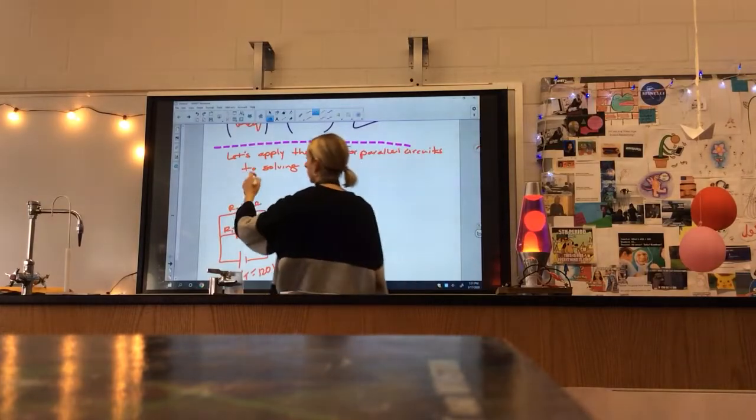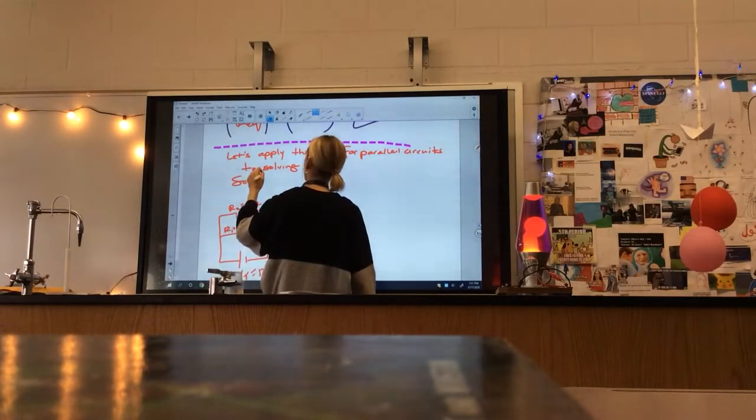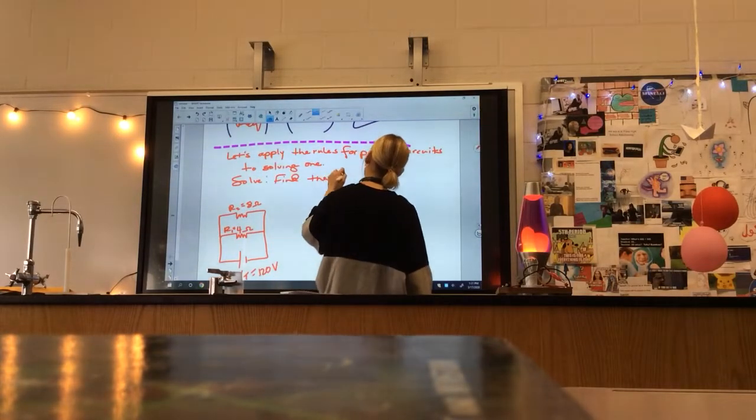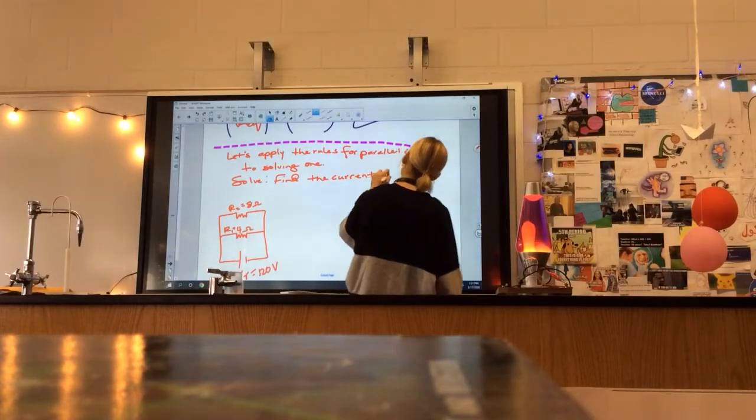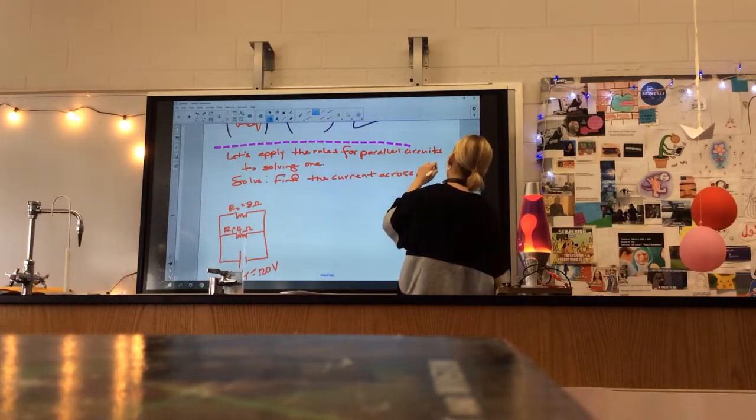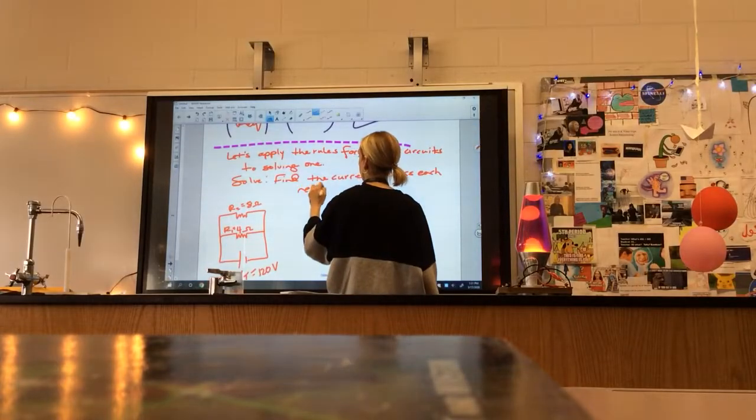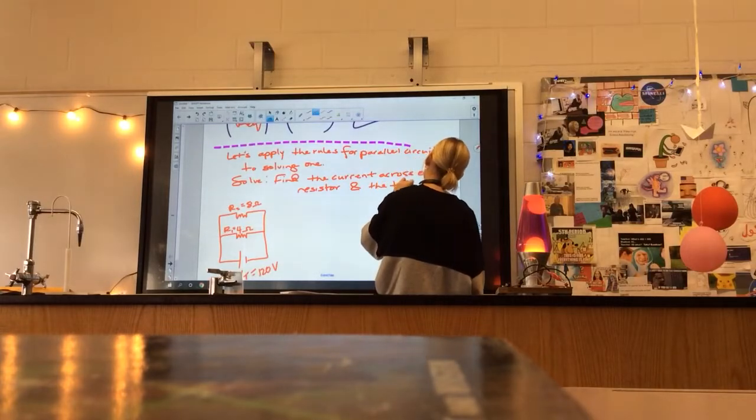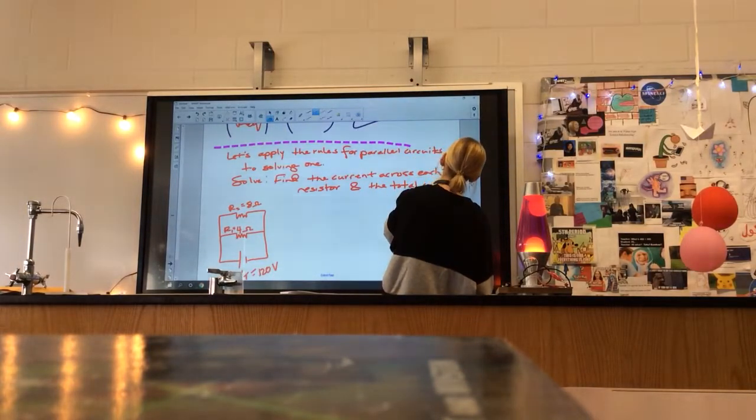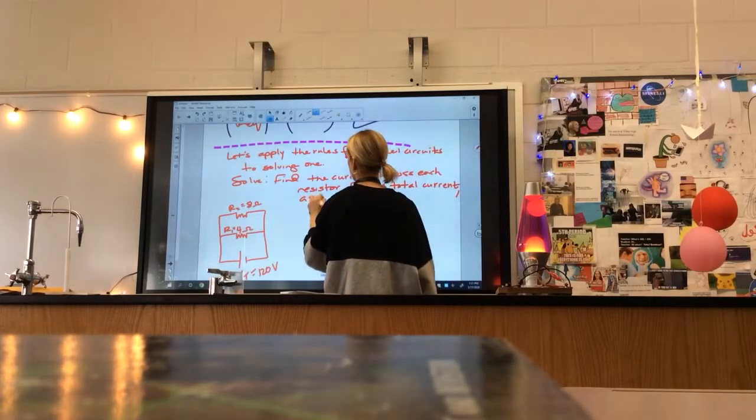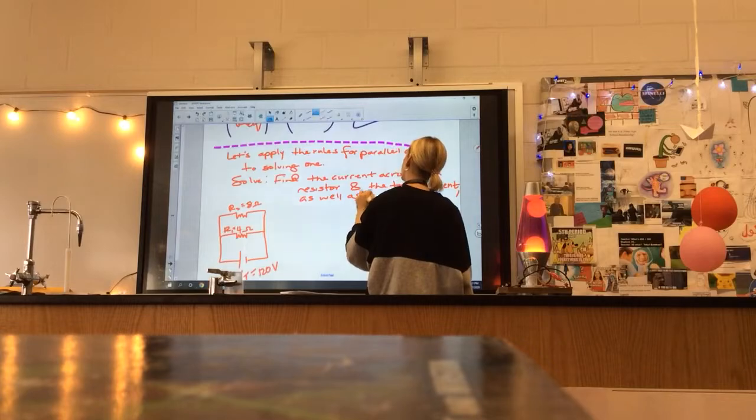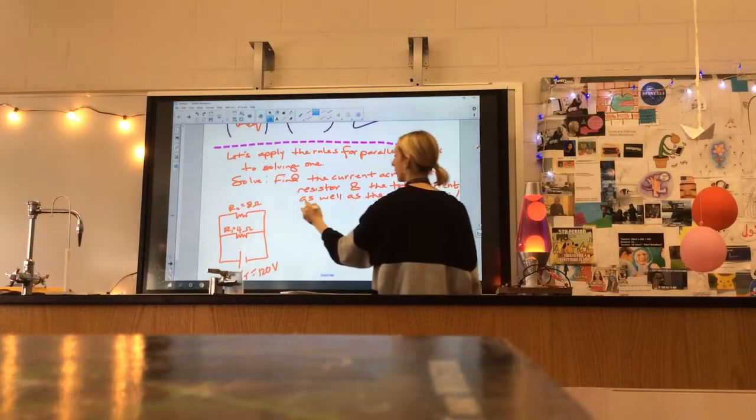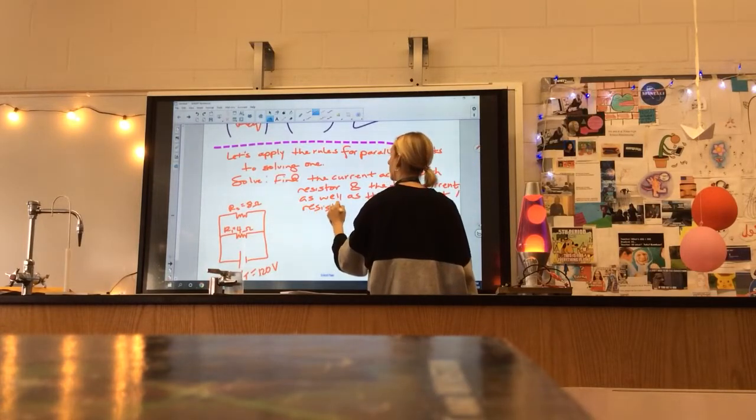So I want you to solve, find the current across each resistor, and the total current in the circuit, as well as the equivalent resistance of this circuit. Remember, equivalent resistance is just another way of saying total resistance.